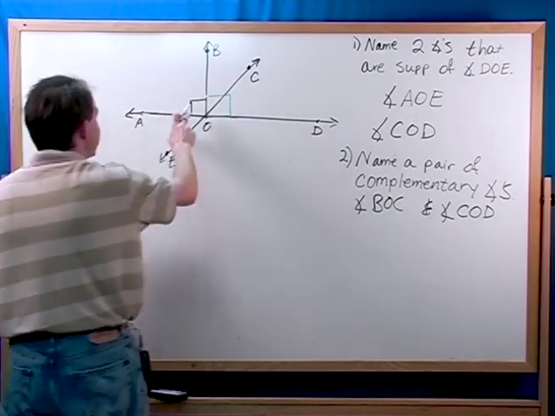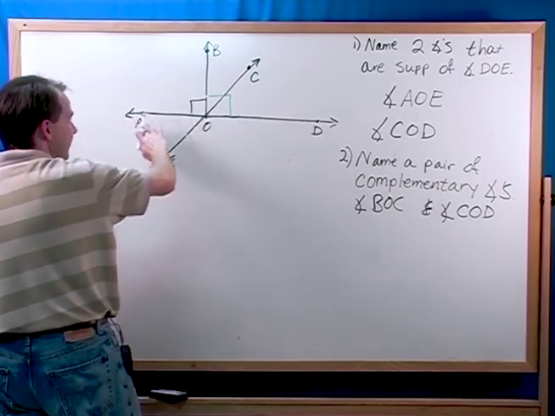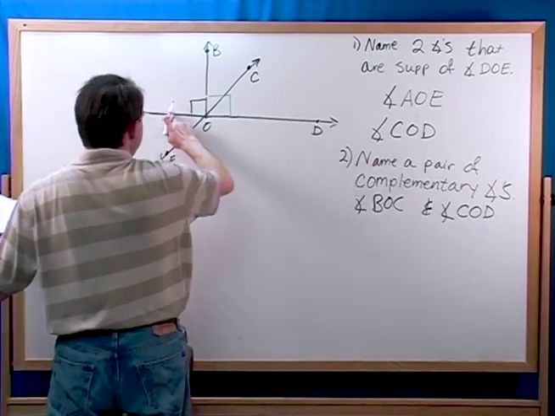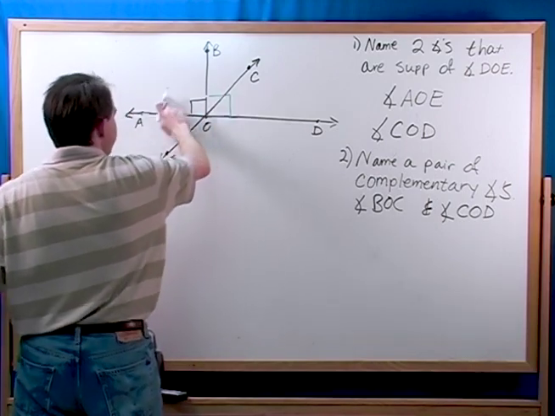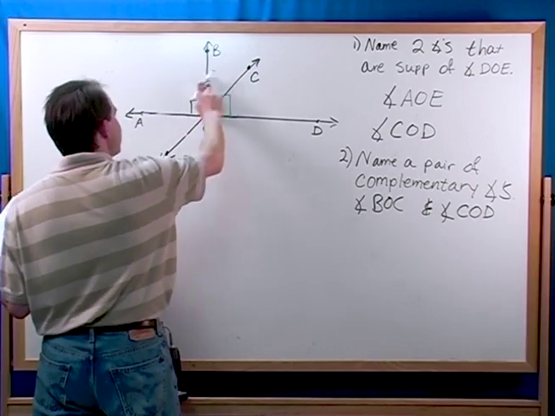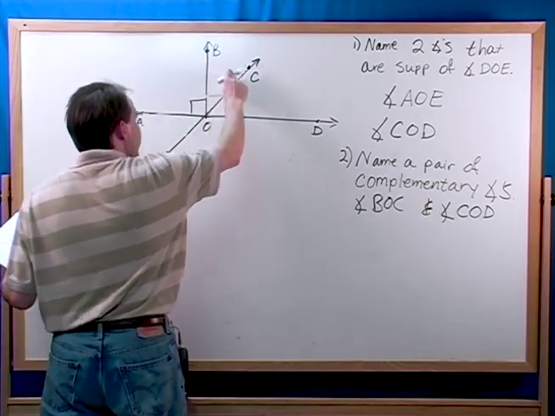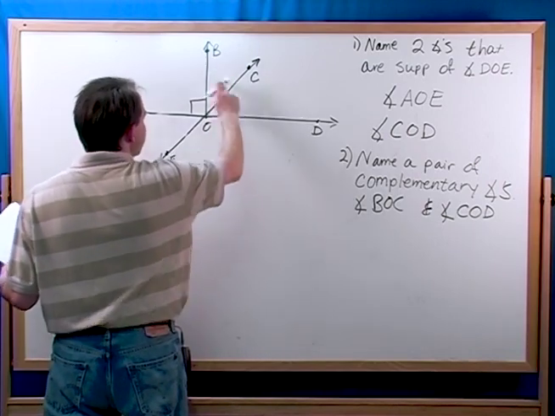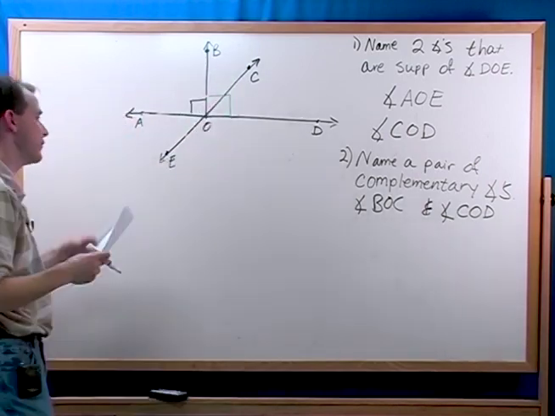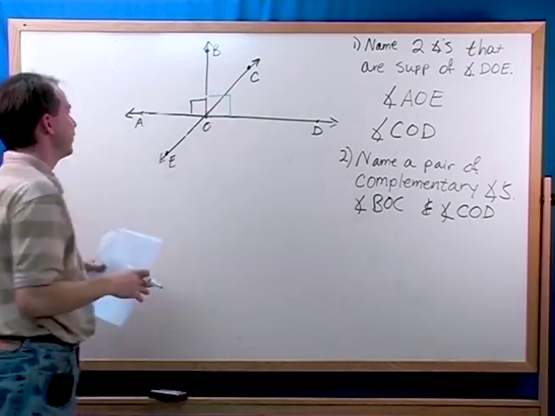But you use the fact that this is 90 degrees and that this is just a straight line, a straight angle, which is always equal to 180 degrees. So if this is 180 and this is 90, then this whole part from B down to D, BOD, has to be 90 degrees. That's why I put this little mark here, meaning that's 90 degrees, okay?